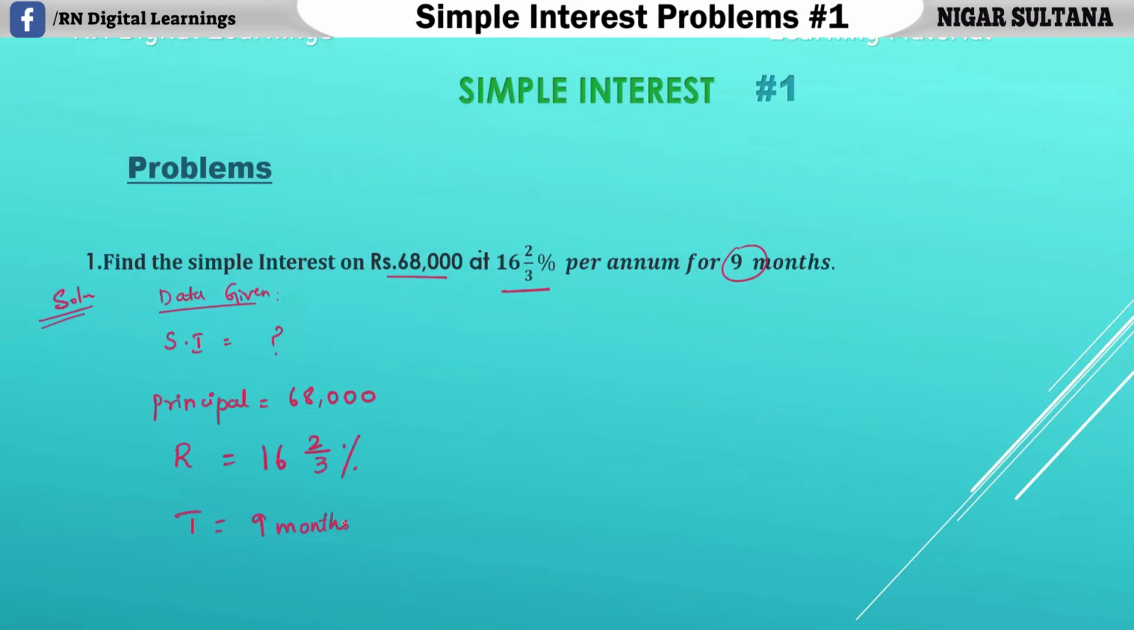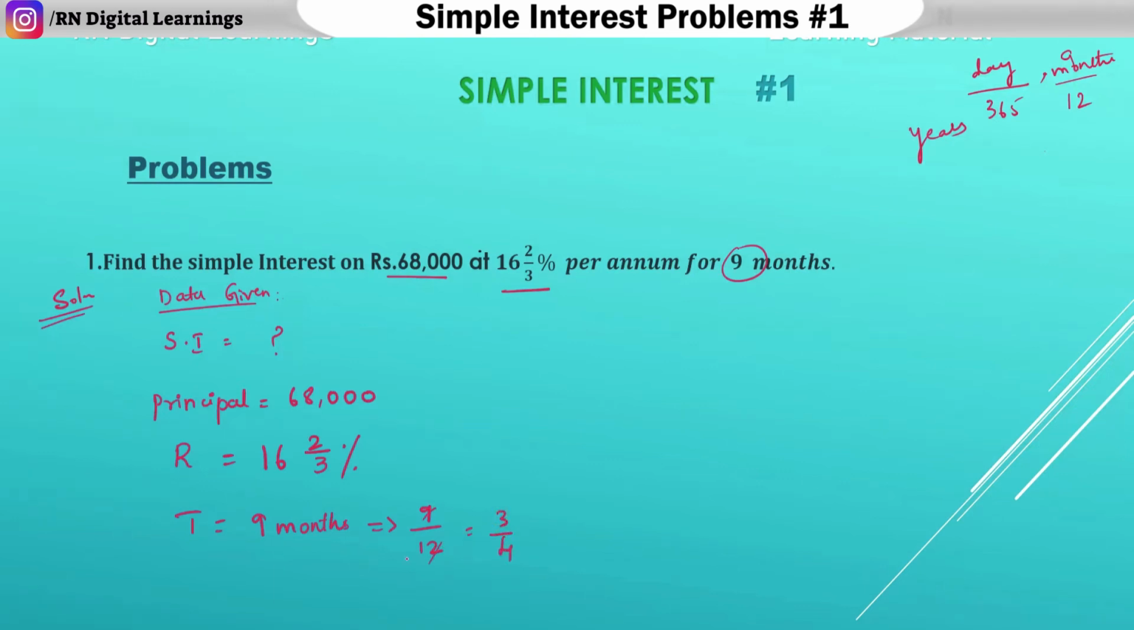One thing to remember in time: the standard form of the time must be in years. If they have given it in days, we need to divide the number of days by 365, because per year we have 365 days. If they have given it in months, here it is 9 months, we need to divide it by how many months there are in a year. It is 12. So months divided by 12. Now they have given it in months, so we write 9 divided by 12. When we simplify, it will be 3/4. So the time is 3/4.